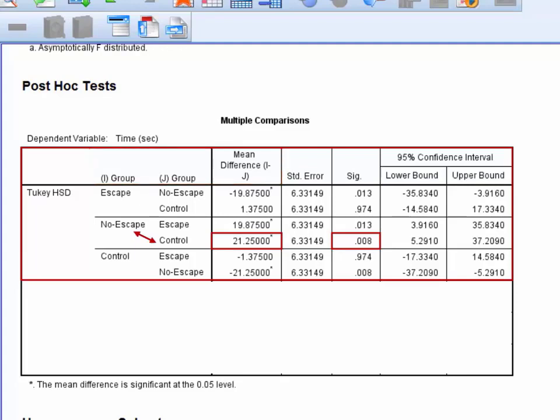We can report these findings as t-tests, where t is the mean difference divided by the standard error of difference. The degrees of freedom are the within groups degrees of freedom from the ANOVA table, which is 21 in our case, and the p-value can be read directly from this table.